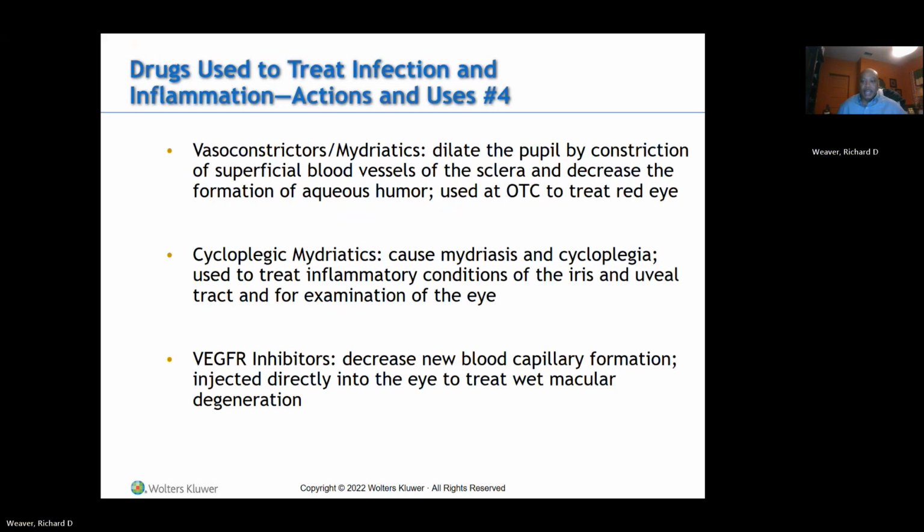Now, these drugs are used in the treatment of inflammatory conditions of the iris and also the uveal tract of the eye. And for examination of the eye as well. When you don't want the eye to move very much during an examination, they can use these as well because of this paralytic action, which is one of two or so of their actions.